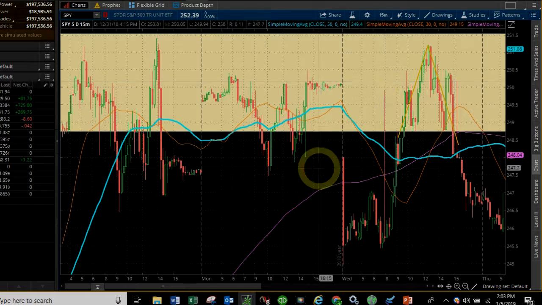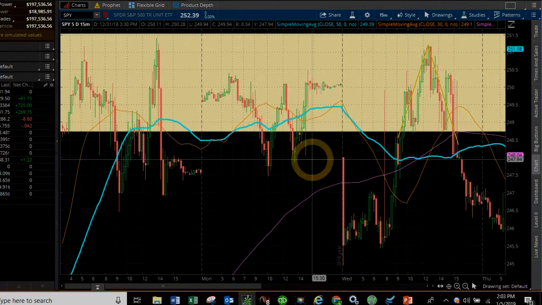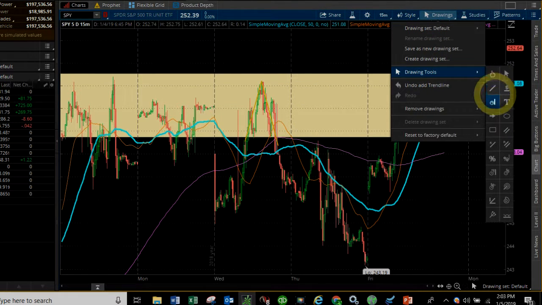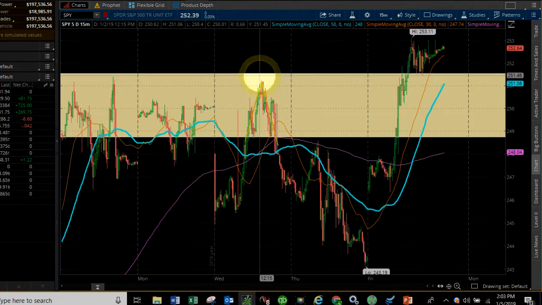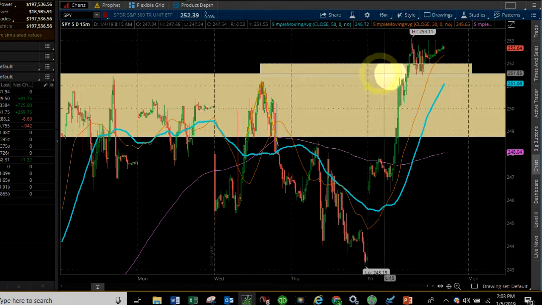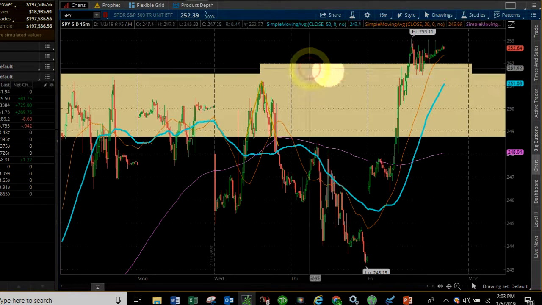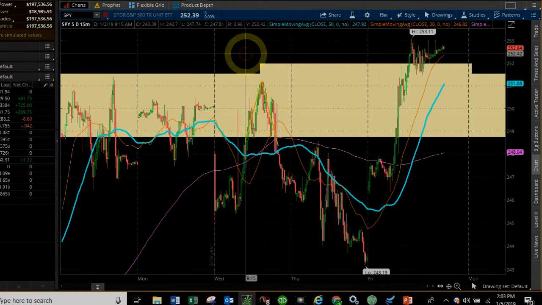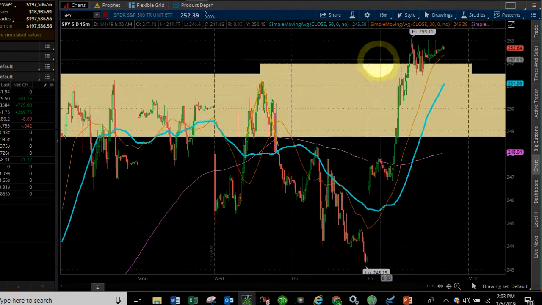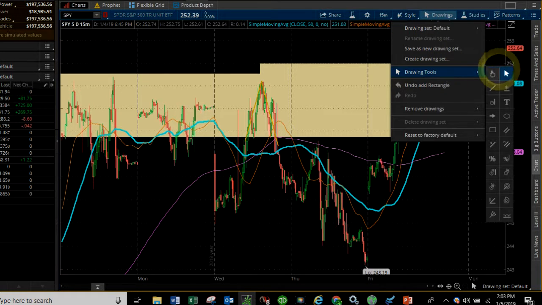Okay, so let me zoom out. Gosh, all this clicking is annoying, I'm sure. And let me put in a box here off of this high. And you can pretty much see that we're at resistance right now. Now, this is on a 15-minute chart, so it works in all time frames. Okay, there's important highs and important lows in every time frame.